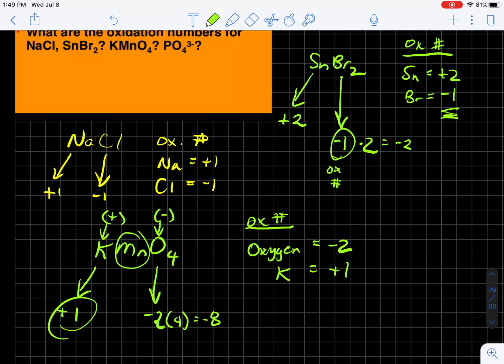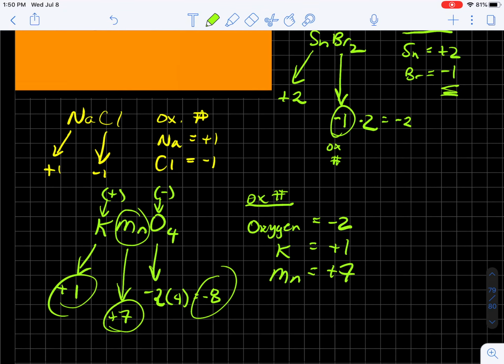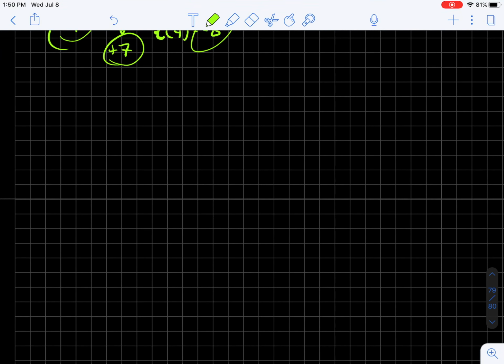Potassium is +1. All right, so far the positives come out to be +1, and the negatives add up to be -8. So what does manganese have to be to balance it? Well, manganese has to be +7 to balance it. So we would say that the manganese oxidation state here is +7. Not hard. A little bit of algebra. Like I said, thing on the right keeps its normal negative oxidation number. Thing on the left keeps its normal positive.